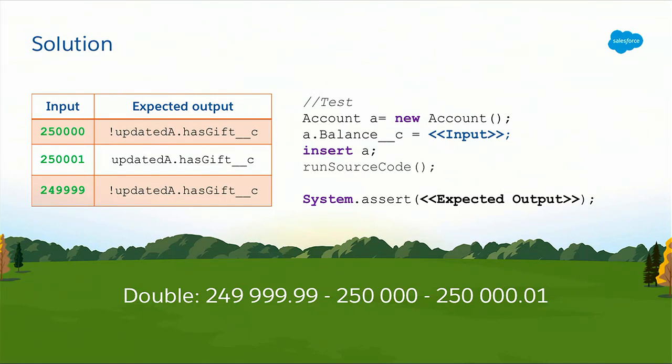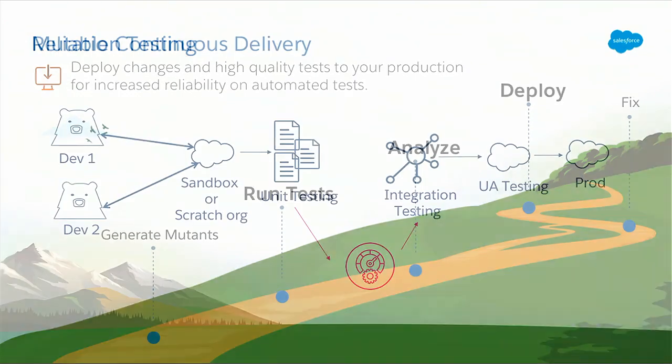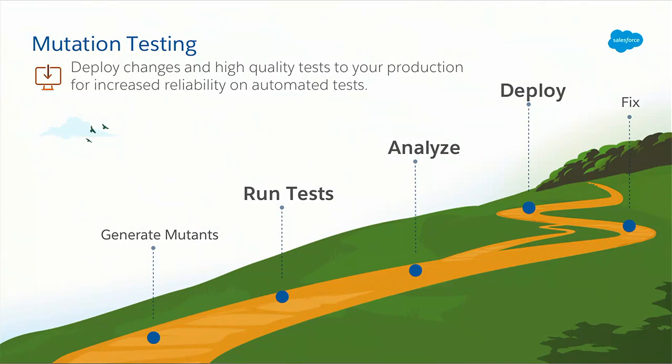I create more tests, or I change existing tests to do this. And now I run the tests again to see if they're capable of killing the mutants. And once I see that now I have a 75% mutation score, I think that is a good mutation score, so I would deploy my code.